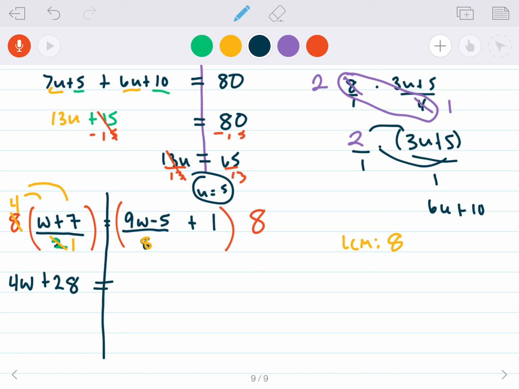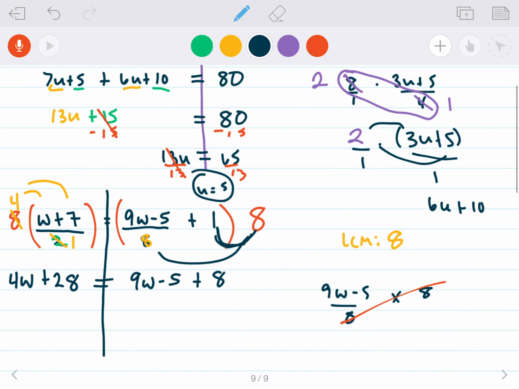So that's the left. On the right, I have to distribute the 8 to the 1 and also to the 9w minus 5 over 8. But when I do 9w minus 5 over 8 times 8, these 8's cancel. And I'm just left with 9w minus 5 plus 8 times 1, which is 8.